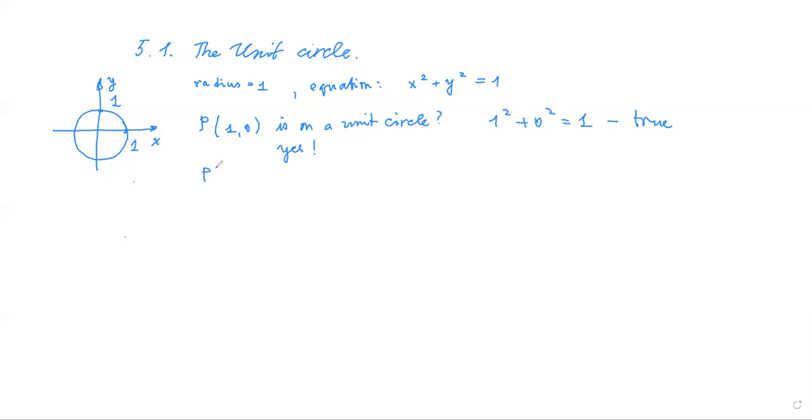Let's check another point, P equals (-1, 2). Is it on the unit circle? Well, again, plug into the equation. We have (-1) squared plus 2 squared equals 1. Is it true? Well, (-1) squared is 1, plus 2 squared is 4. Is it equal to 1? Obviously, this side is equal to 5 and does not equal 1, so it's not true. So the point is not on the unit circle.